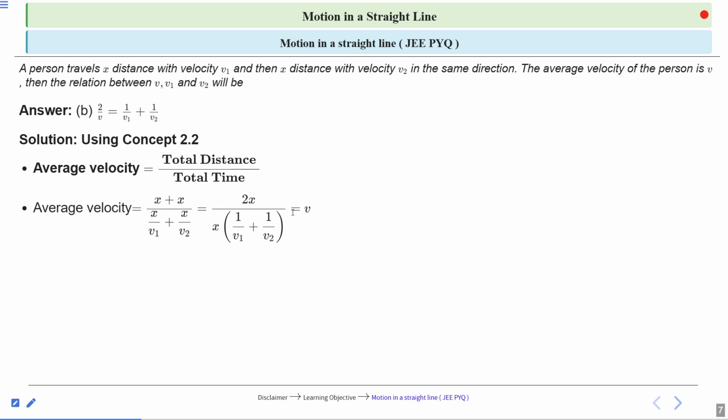V is the average velocity. So x cancels out, the remaining term is 2 divided by 1 divided by v1 plus 1 divided by v2 is equal to v. Now solving this, you will get 2 divided by v is equal to 1 by v1 plus 1 by v2. So this is the correct answer. Clear?